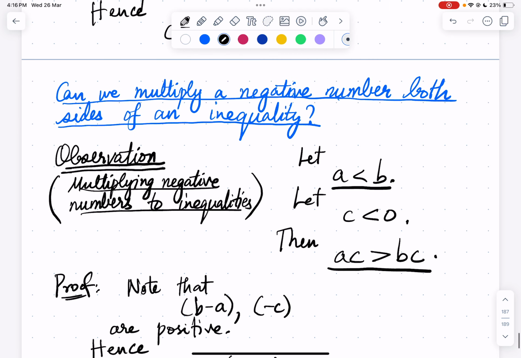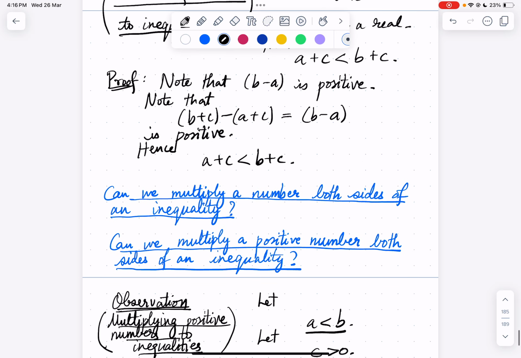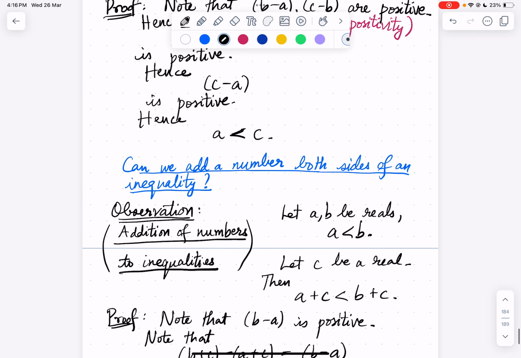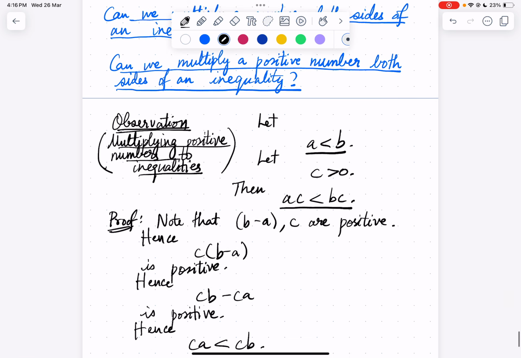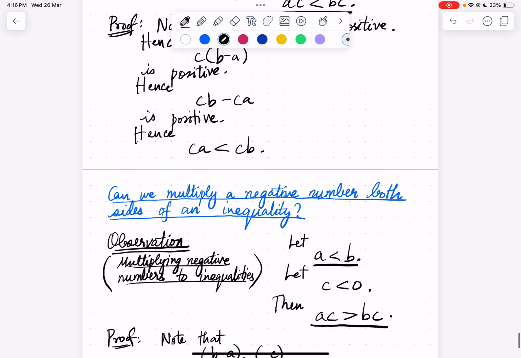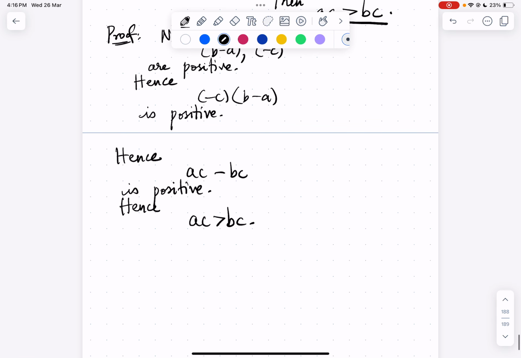Can we multiply a negative number both sides of an inequality? Yes, so to speak, we can multiply a negative number both sides of an inequality, but the inequality direction will flip. We begin with A less than B, then we'll get AC greater than BC. So yes, we can multiply a negative number both sides of an inequality as long as we flip the direction of the inequality. So taking chains of inequalities, adding numbers both sides of an inequality, multiplying both sides of an inequality by a positive number, multiplying both sides of an inequality by a negative number. These are some basic observations we have made.